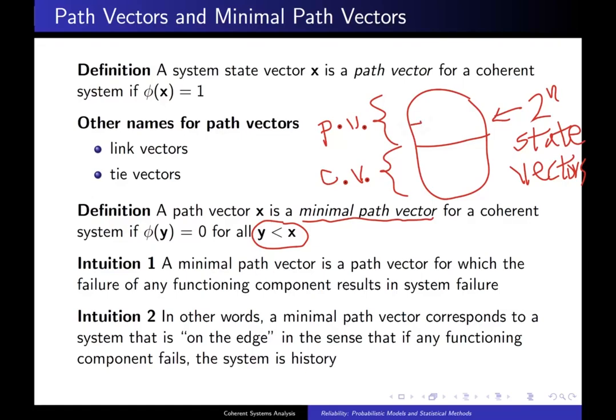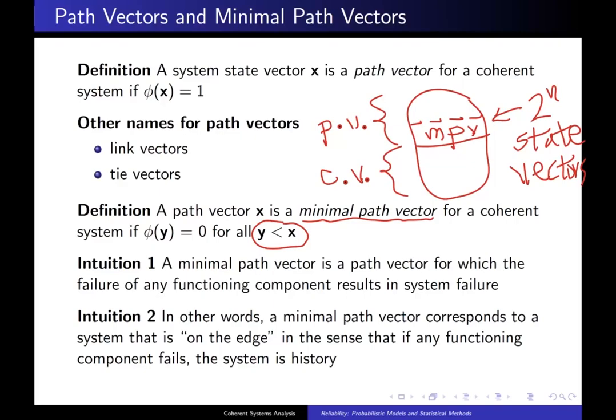So some of these path vectors are special, and I'll break them out this way, and they are known as minimal path vectors. The second intuition associated with these minimal path vectors is they are on the edge in terms of they are a system that if any component fails, then the system is failed. So these are vectors that are in a perilous state. They are right near the edge in that any one operating component that fails means the system fails.